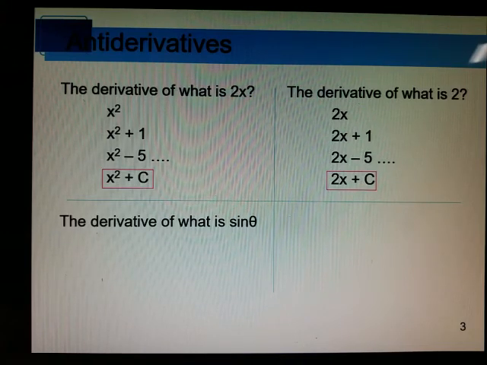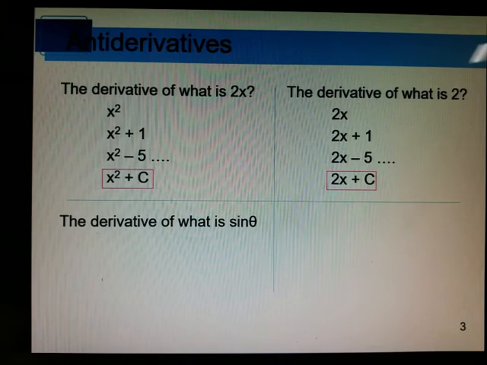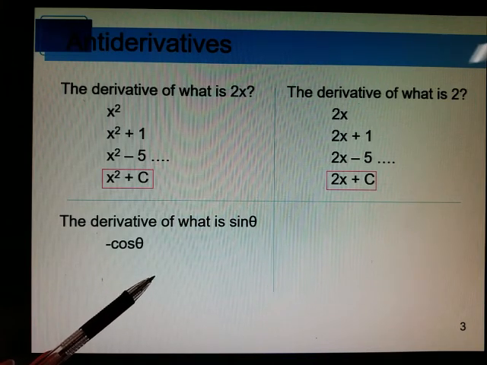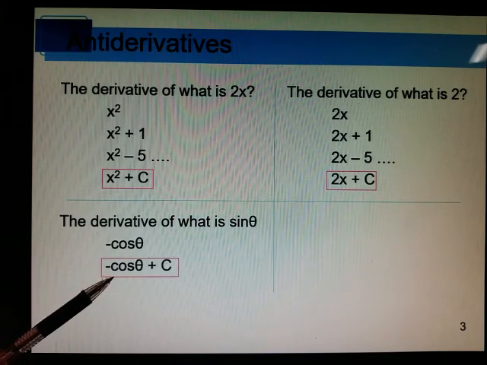So if I asked you the derivative of what is the sine of theta? So the derivative of cosine is a negative sine. So the derivative of what would be positive sine? And that would be a negative cosine of theta. And again, I could add a 1 or a 5 or a 7, any constant at the end. So therefore, it would be negative cosine theta plus c.